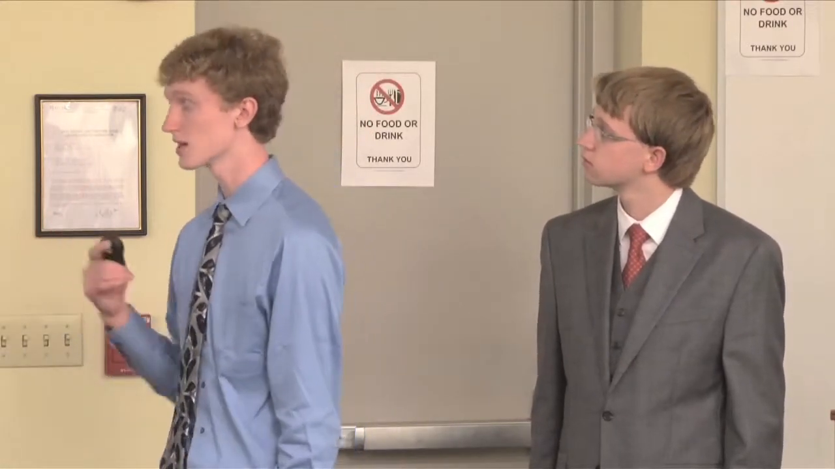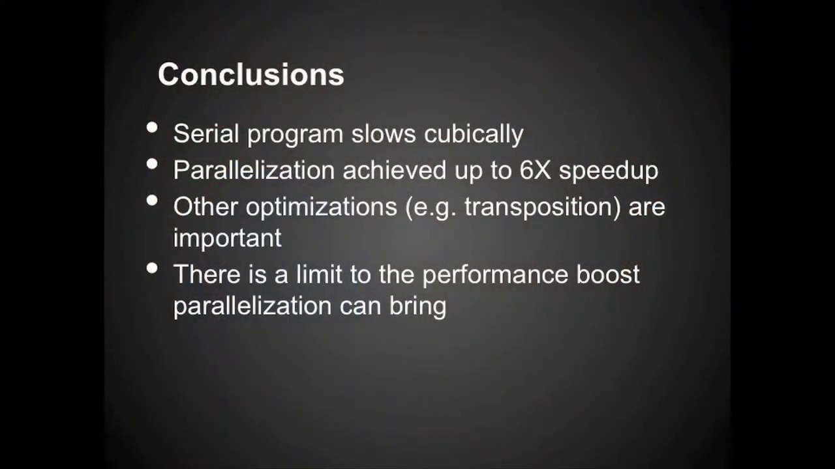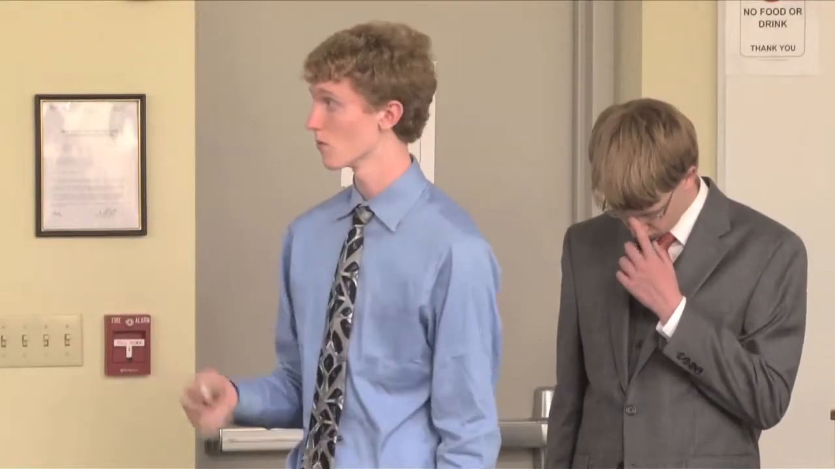And so we conclude that yes, the serial program does slow cubically, and the parallel program also slows cubically, because we have a multiplier, so we're not changing the rate at which the speed slows down, but we are changing the actual speeds that we get. We achieved up to a 6x speedup in certain cases, mostly with larger matrices and with more threads.